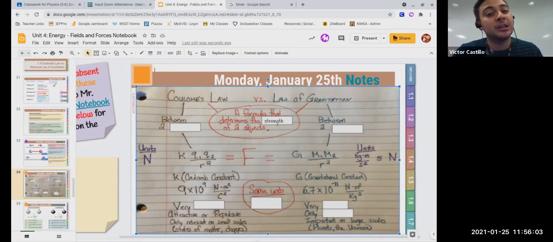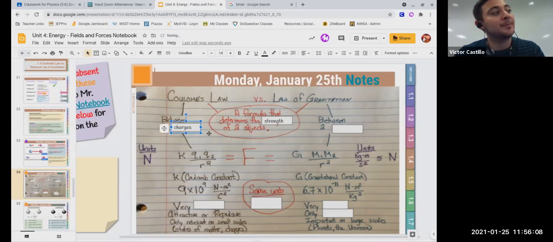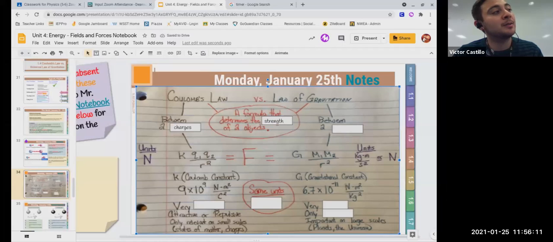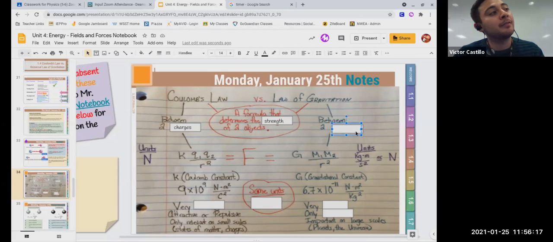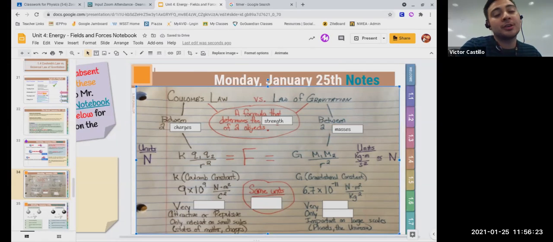Well, it differentiates between both of them. For Coulomb's law, it's between two charges. So on that left white box, you can put two charges. But for the law of gravitation, on the very right side, it's between two masses. So for Coulomb's law, it's between two charged objects, and for the law of gravitation, it's between two masses of objects. Think of planets, the sun, stars, all that good stuff. And for two charges, think of protons, electrons, positive, negative, electricity, all that good stuff.